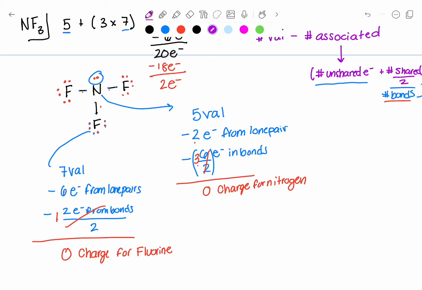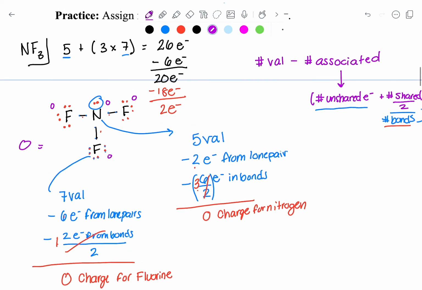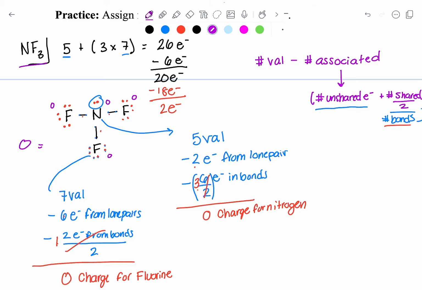So if each of my fluorines has a charge of 0 and my nitrogen has a charge of 0, my total charge overall is 0. And our NF3 that we looked at in the beginning here doesn't have a charge, so our formal charge adds up correctly. The sum of your formal charges should equal the charge on your molecule.